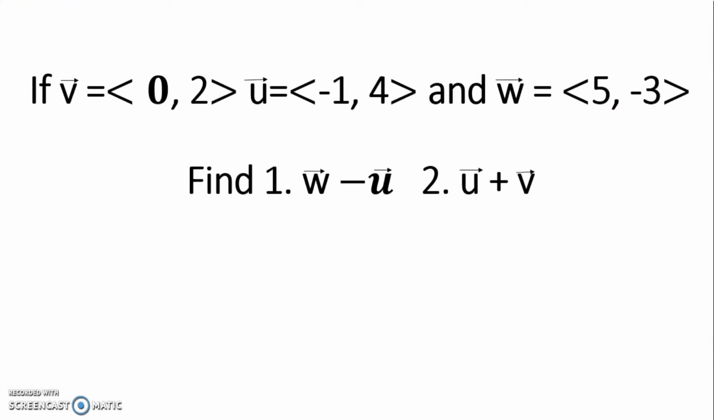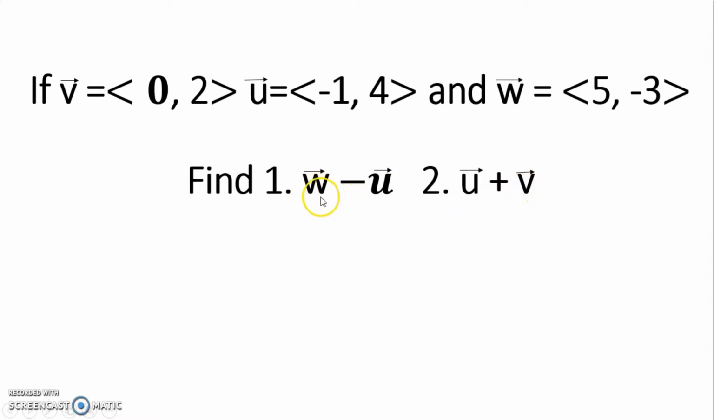We are given vector v to be (0, 2), vector u to be (-1, 4), and vector w to be (5, -3). Then we are asked to find vector w minus vector u, that's for question 1, and for question 2 we are asked to find vector u plus vector v.